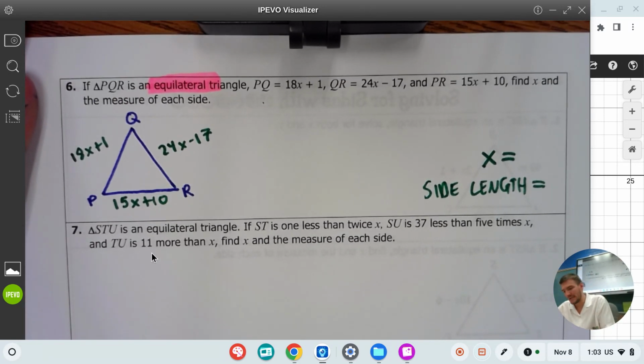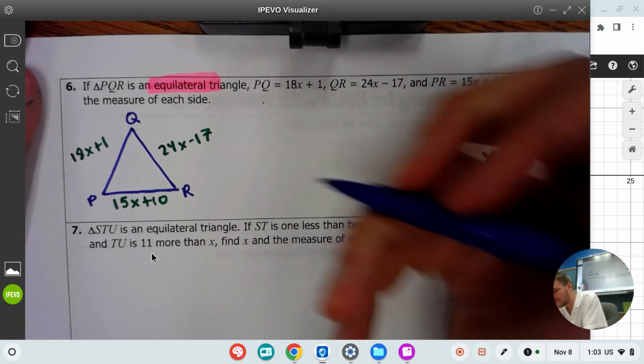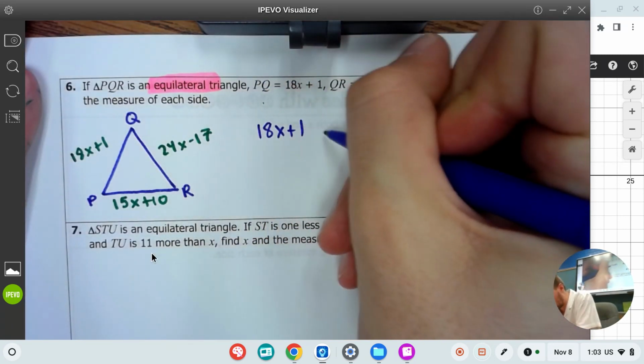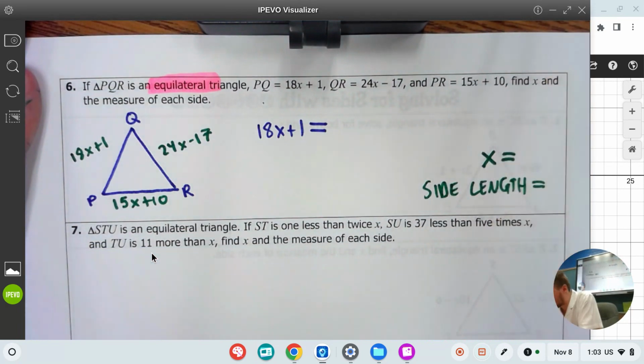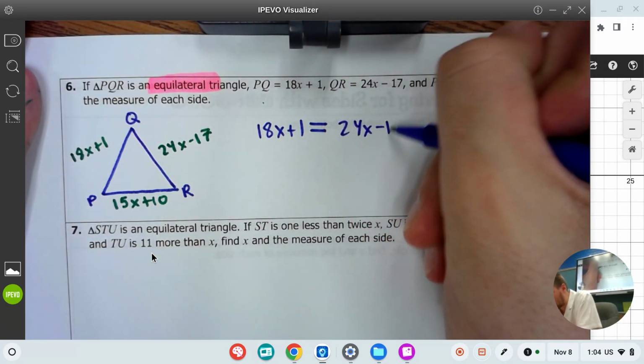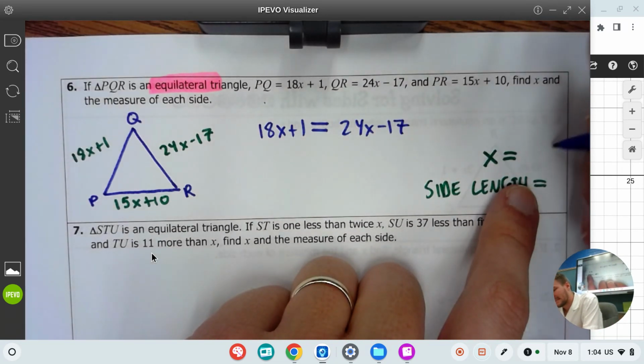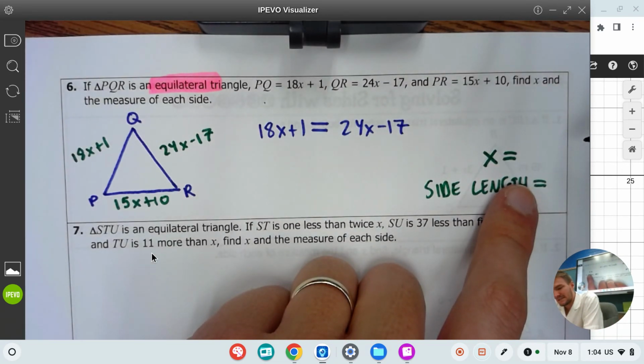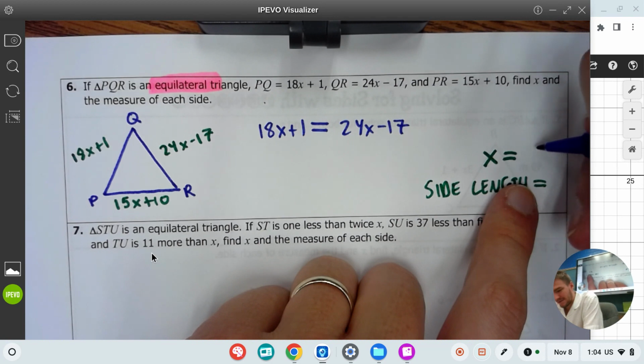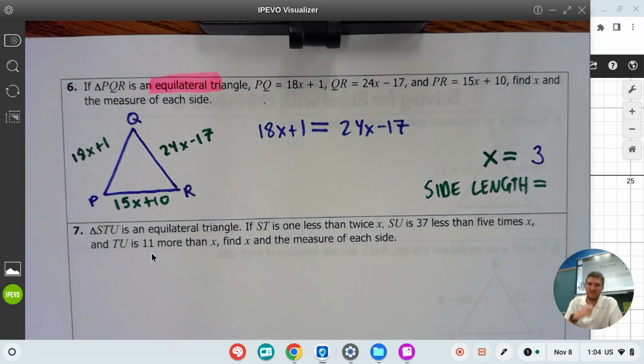Who can make an equation for me? 18x plus 1, that's a good start. Equals, and then pick another one. 24x minus 17. Sure, that works great. Type it in, find the x there. I got the answer. What do you think? Yeah, 3's right. I'm faster than Desmos. Smartest teacher ever. X equals 3.